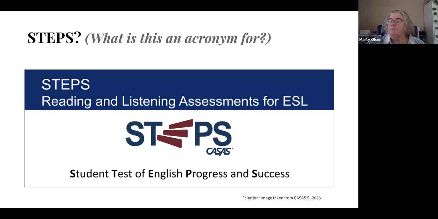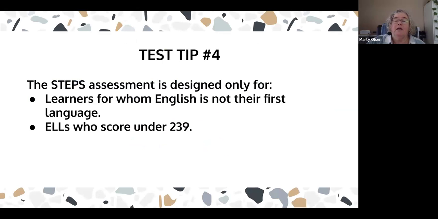So STEPS is what we're going to focus on. The tip here is to remember that STEPS is designed only for learners for whom English is not their first language. Even if you have a beginning literacy person who has English as a first language, STEPS is not the appropriate test for them. And then it's for English language learners who score under 239.